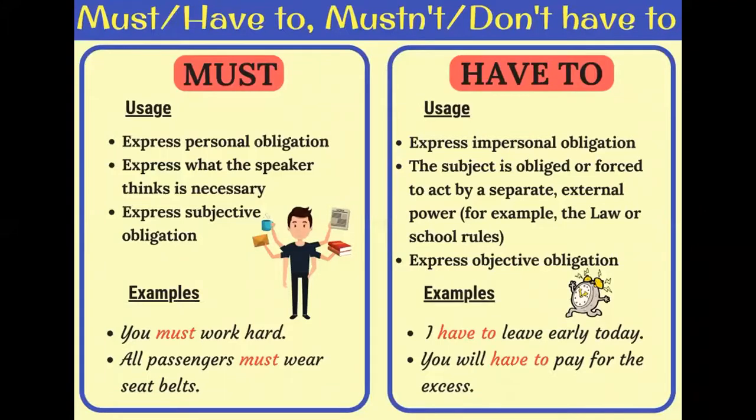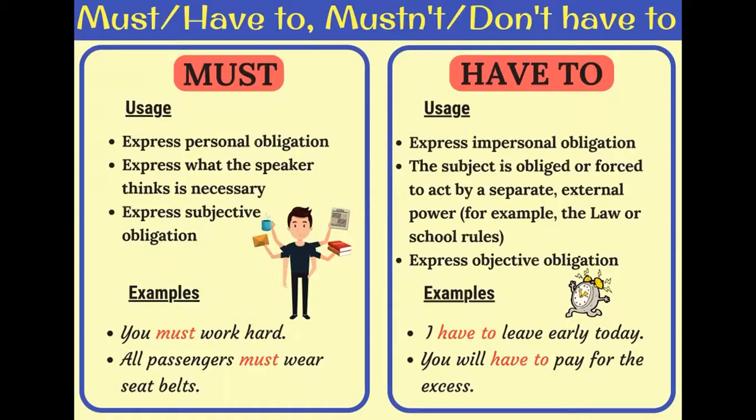What is the difference between must and have to? We use must to express personal obligation, to express what the speaker thinks is necessary. It expresses subjective obligation. Subjective means the subject of a sentence. If he thinks that it is necessary to do, or if he thinks that it is his obligation, his personal duty to do this, meaning his internal conscience is asking him to do this, we use must.